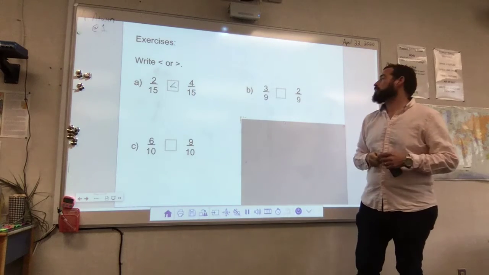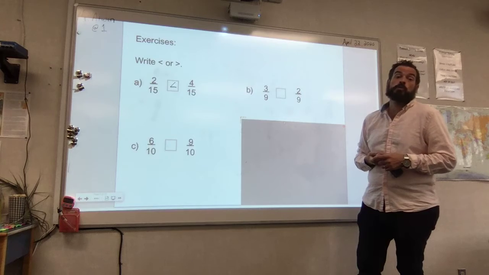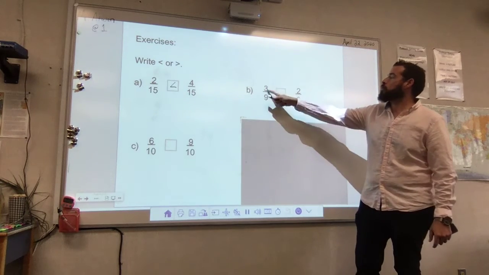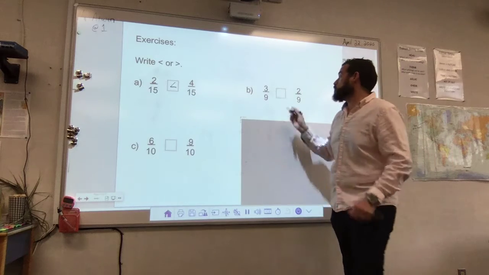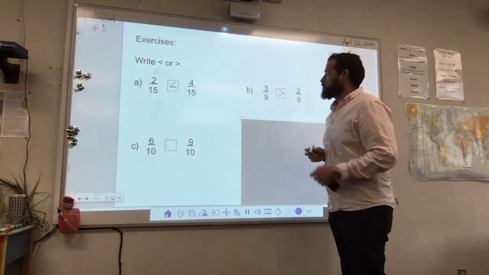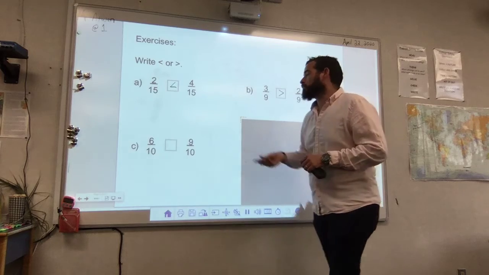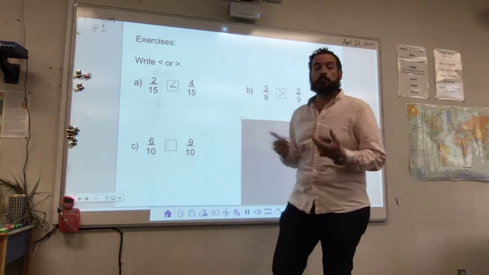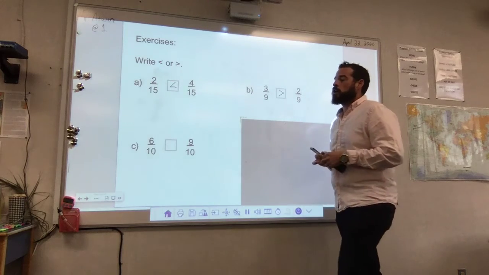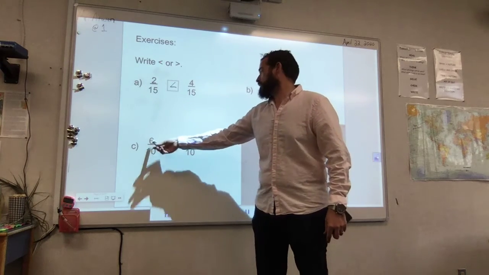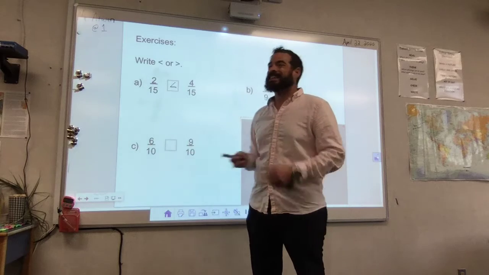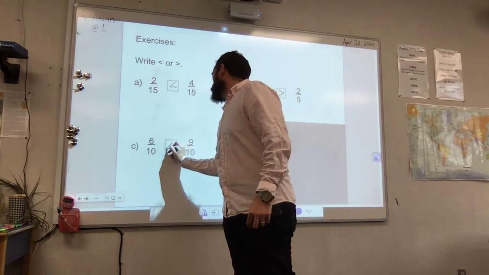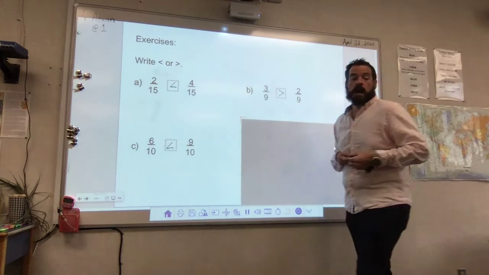For B, we've got 3/9 and 2/9. Same denominator, we just need to look up top. 3 is greater than 2, so 3/9 is greater than 2/9. And finally here, notice again, same denominators, so we've got tenths. I look at my numerators, 6 and 9. I see that 6 is less than 9, so 6/10 is less than 9/10.